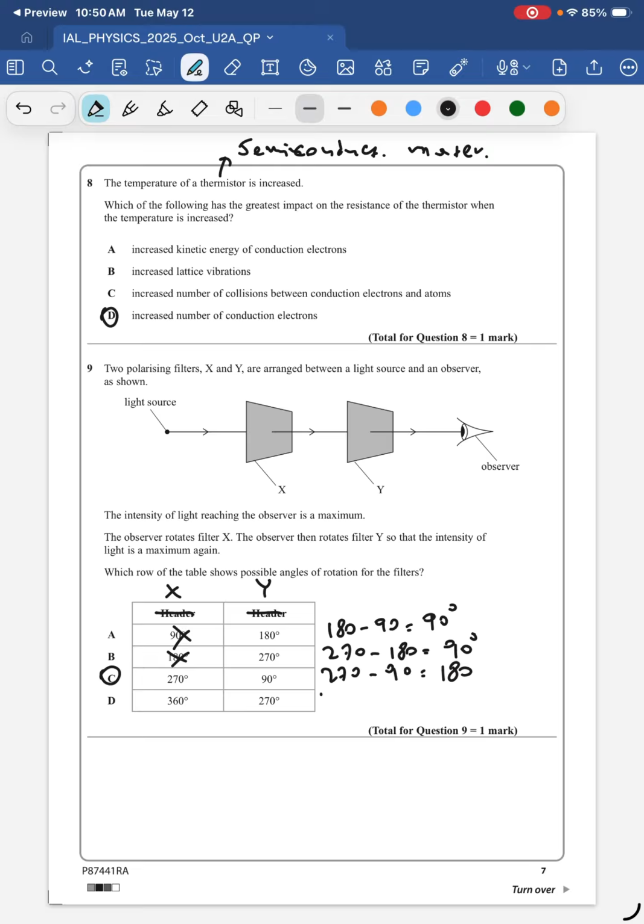And then in D, you see that 360 minus 270 is 90. So that doesn't work, because the filters will be perpendicular to each other, meaning that the intensity will be 0 after the second filter, filter Y. So option C is the only one that works.